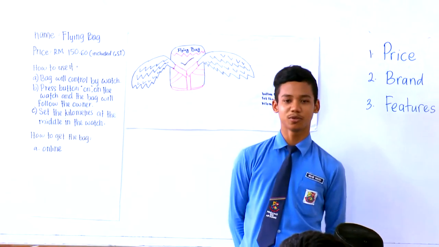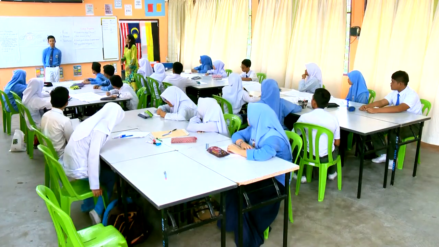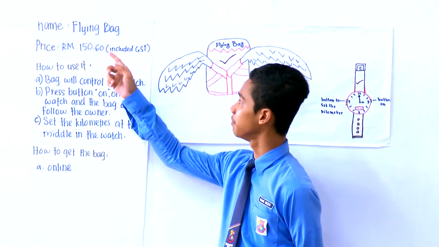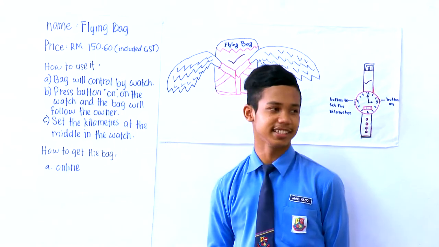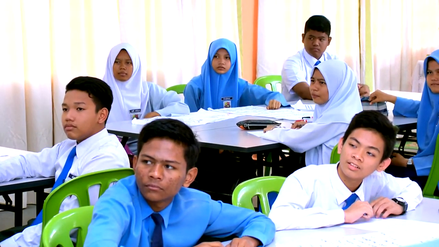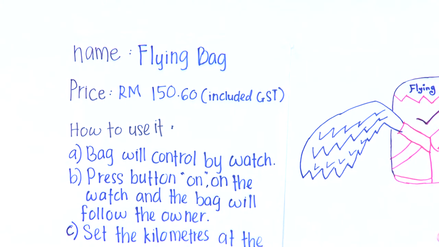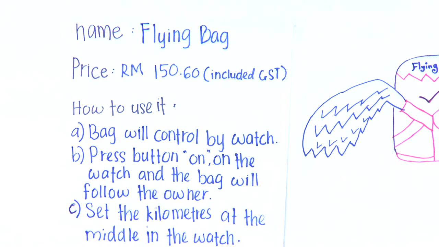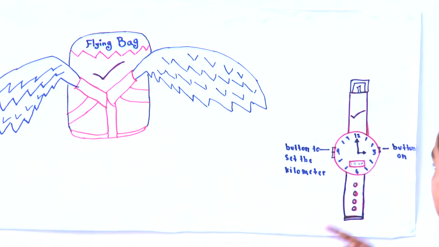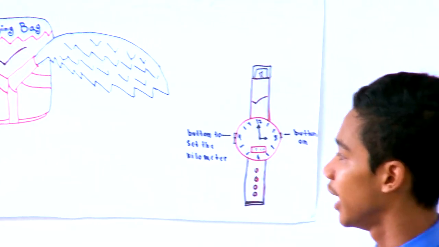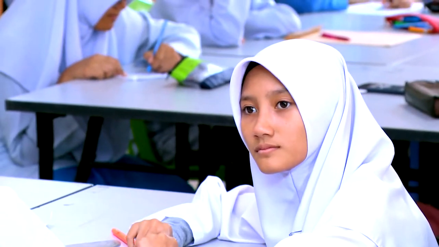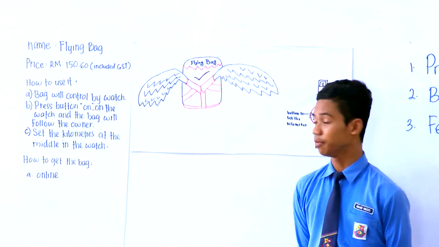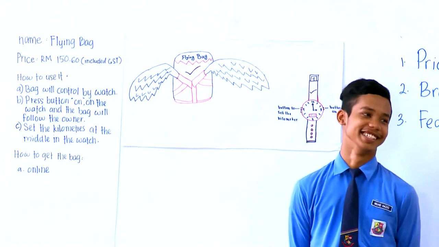Assalamualaikum and good afternoon to my friends. Today, I want to present about the bags. The bag name is flying bag and the price is 150 and 60 cents. This the bag discount for student. How to use it? Bag will be controlled by the watch. This watch. Press this button on the watch and the bag will follow the owner. Then set the kilometers at the middle in the watch. How to get the bag with online?